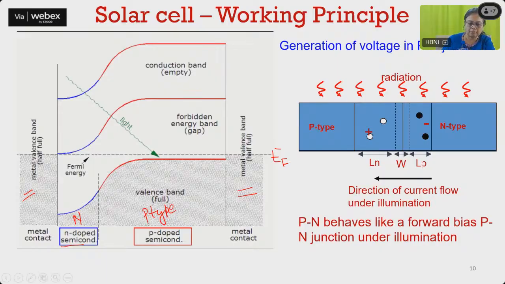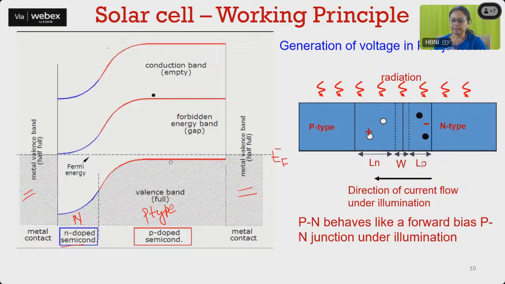Now a photon has come and it has fallen here. What happens when a photon comes? The photon is falling on the p-type, so we have got a hole in the valence band and an electron in the conduction band. They start flowing, and because of that, we will get electricity.